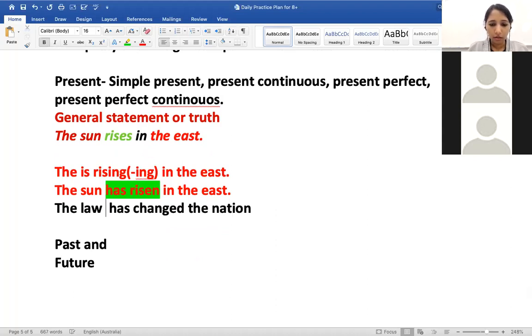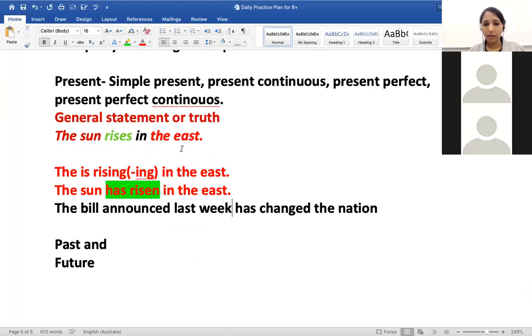The law or the bill announced last week has changed the nation. So has is in the present tense, but the main verb is in the past participle, the V3 form. Is this clear? Any doubt? Are you guys aware of the past participle? Yes. So here, this is in the past participle.